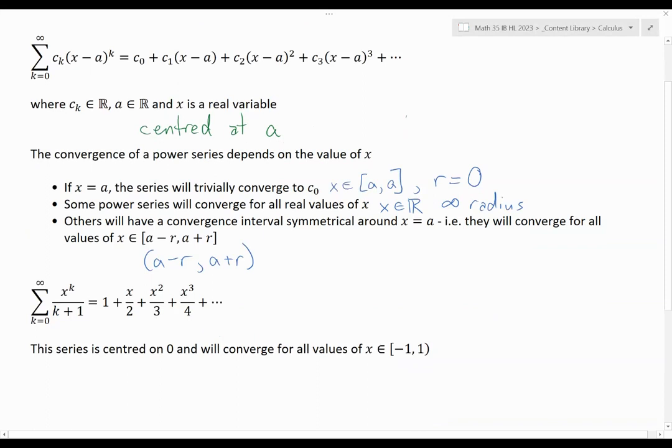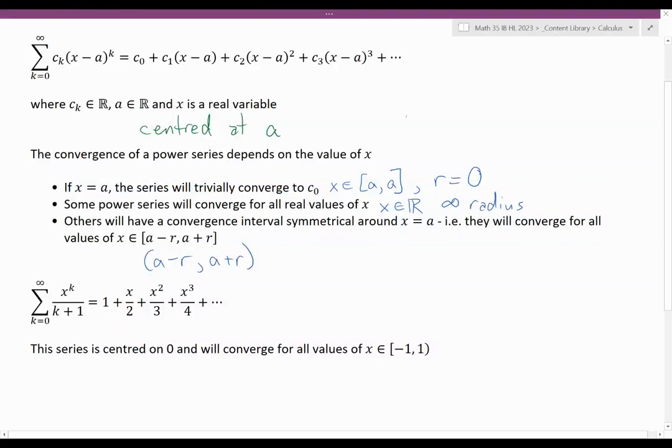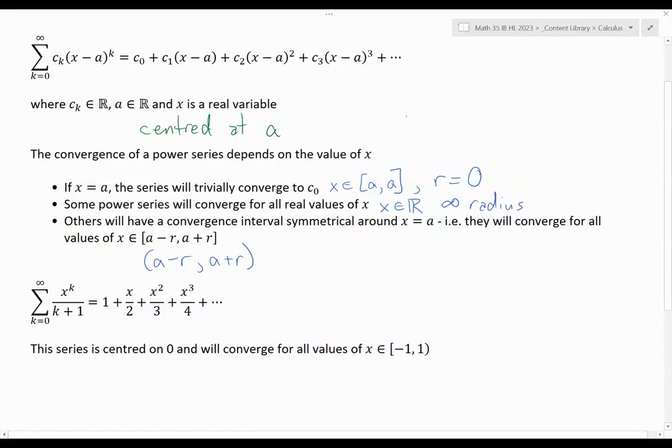This particular power series is centered at 0, which is why we're not seeing x minus a, we're just seeing x, x squared, x cubed, and so on. As an example, this one does converge for all values in the interval from -1 to 1, where it does converge for -1 and it doesn't converge for 1. Obviously it converges for 0 because it's centered at 0. So this interval is going to be symmetrical.